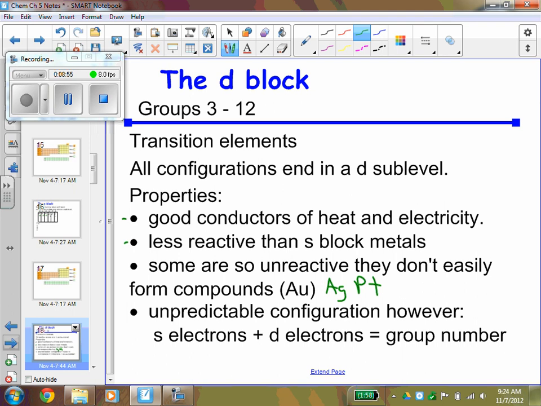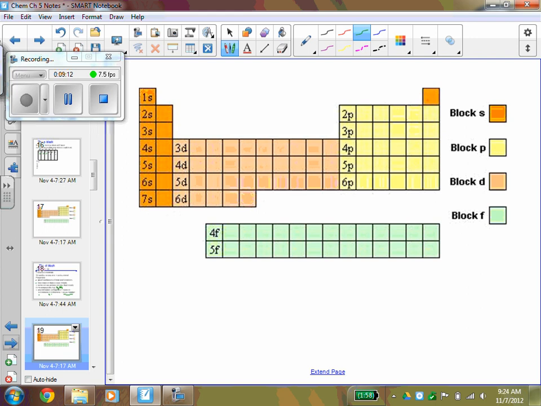And they have fairly unpredictable configurations. However, what I can do is take my S electrons plus my D electrons, and I'll end up with the group number that these elements are in. So that's one way that this is fairly predictable. Okay, so that's the D block elements, which are right here.